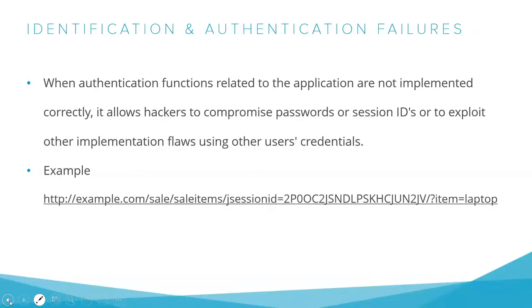The next cybersecurity risk is identification and authentication failure. Identification and authentication failures occur when functions related to a user's identity, authentication, or session management are not implemented correctly. Attackers may be able to exploit these failures by compromising passwords, keys, session tokens, or exploit implementation flaws to assume other users' identities.